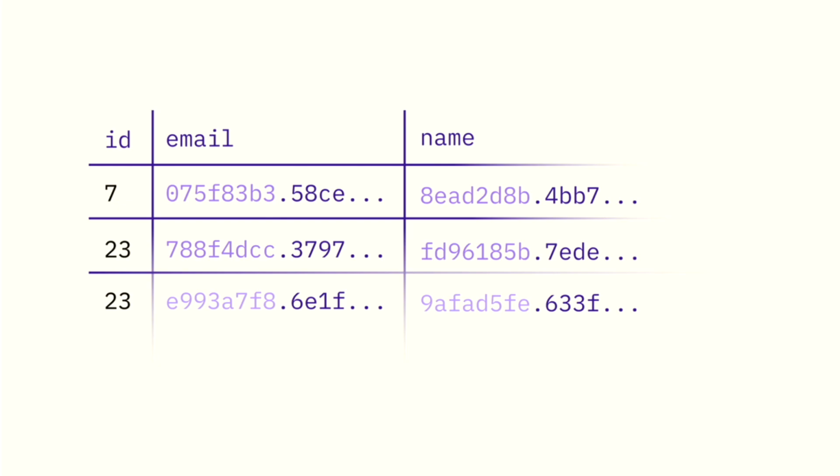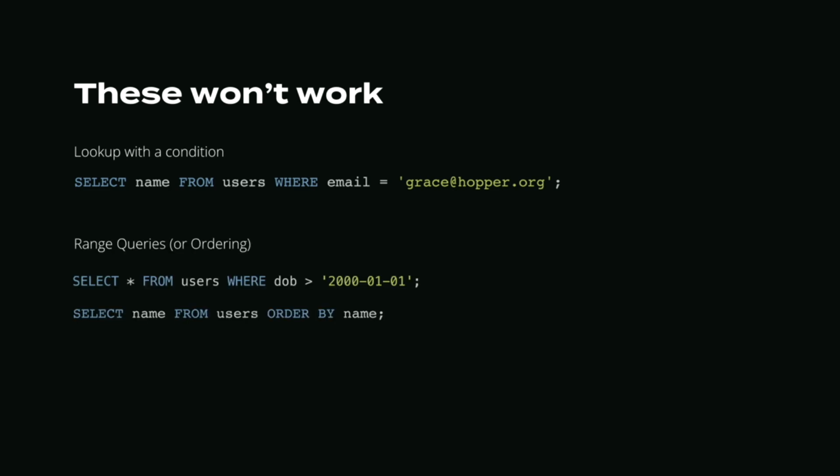So remember that with this idea of encryption as access control, we've just inserted a bunch of encrypted values into a database. Now, these queries will no longer work. Let's say I want to look up some condition where the user's email is some value. Or range queries, so where the date of birth is more than 1st of January 2000. Or if I want to order, just sort by people's names. In fact, that second query here will run, but you'll end up with random ordering, so it doesn't mean anything.